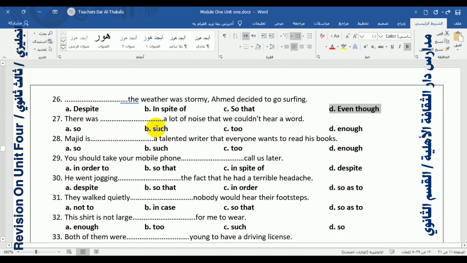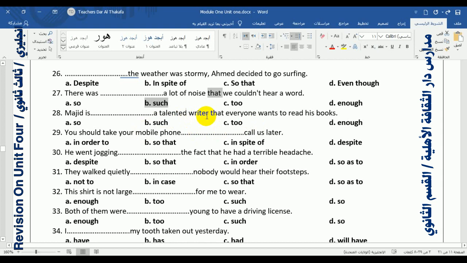There was so, such, too, or enough a lot of noise that we couldn't hear a word. There is "that" here, so I say such a lot of noise, because before it is a noun with its description. Majid is so, such, or to a talented writer that everyone wants to read his books. Same rule: such a talented writer that everyone wants to read his books.